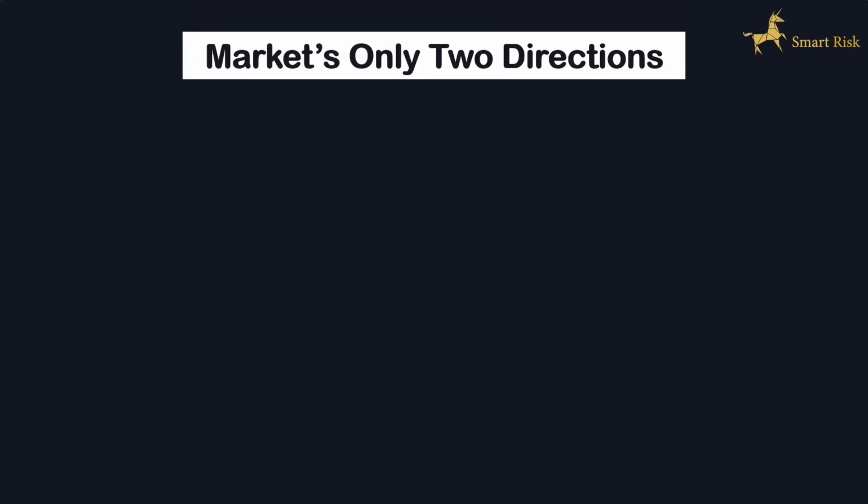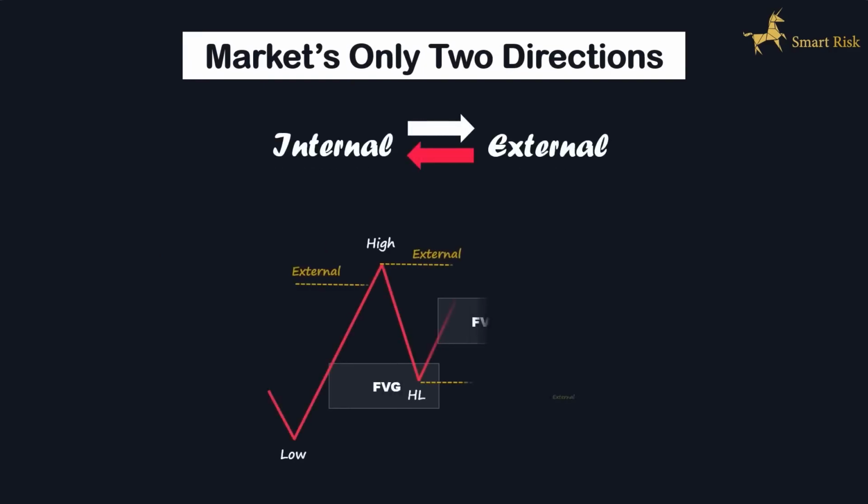Price in the market always moves between two types of liquidity, internal and external. Imagine it like a continuous circle where price moves either from internal to external liquidity or from external to internal liquidity.